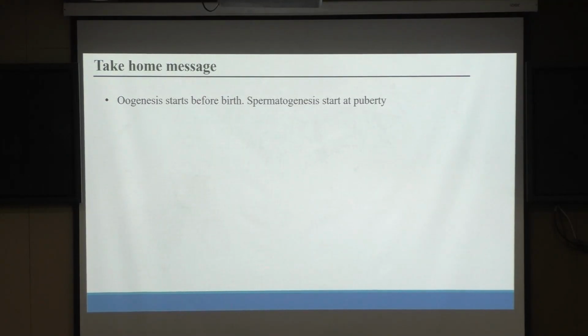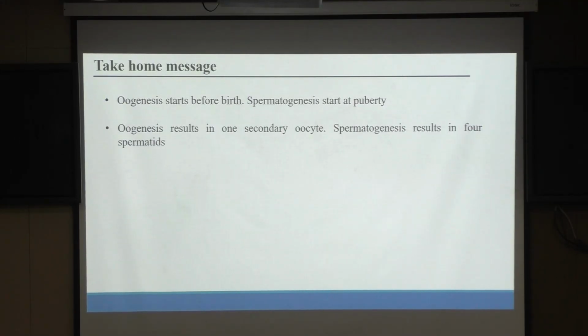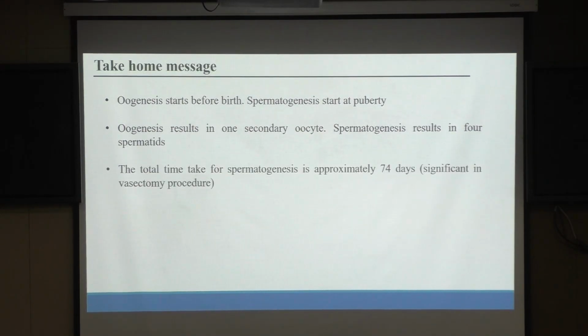Oogenesis starts before birth, spermatogenesis starts at puberty. Right? Oogenesis results in one secondary oocyte. We all agree, right? And the rest of the things are called polar bodies. Spermatogenesis results in 4 spermatids. The second difference: the total time period taken for spermatogenesis is approximately 74 days, right? 74 days.